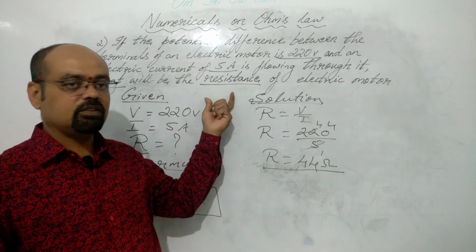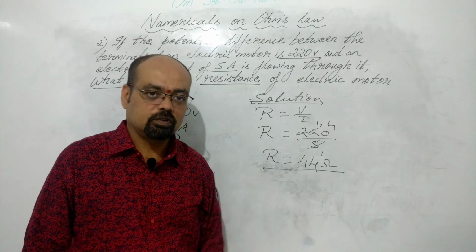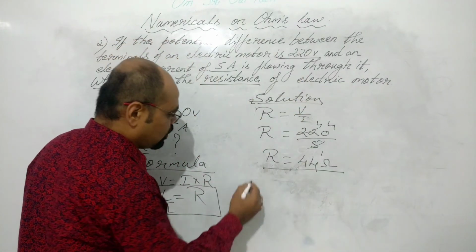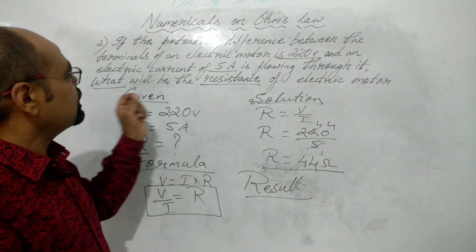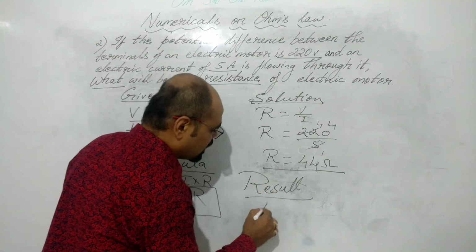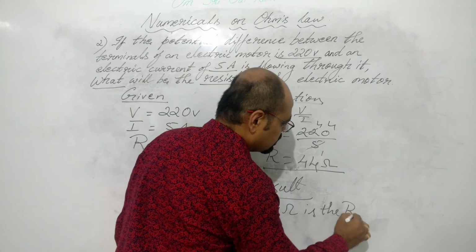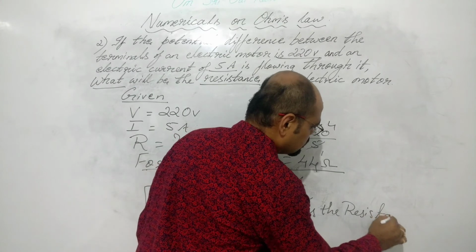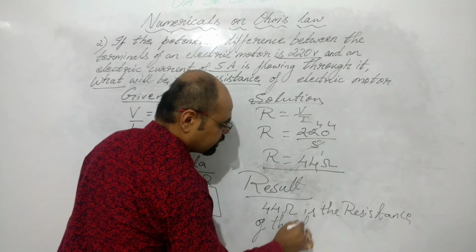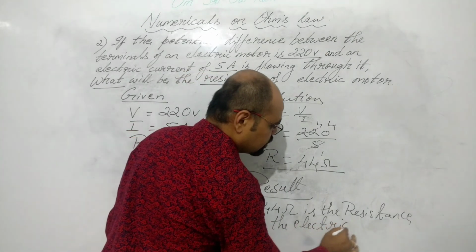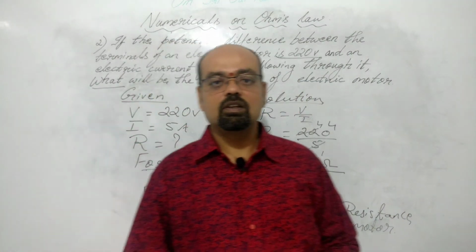What will be the resistance? Means the resistance will be 44 ohms, of the respective electric motor. So we'll write the result. Result is that the resistance of the electric motor is 44 ohms. Okay, so this is how we solve this sum.